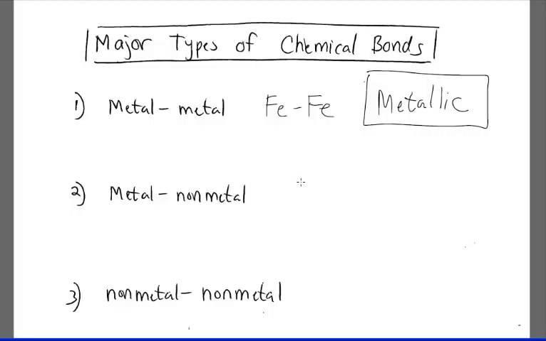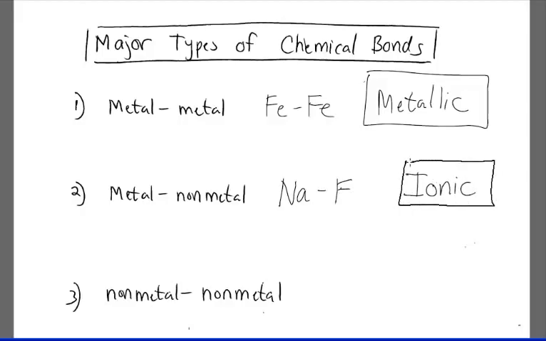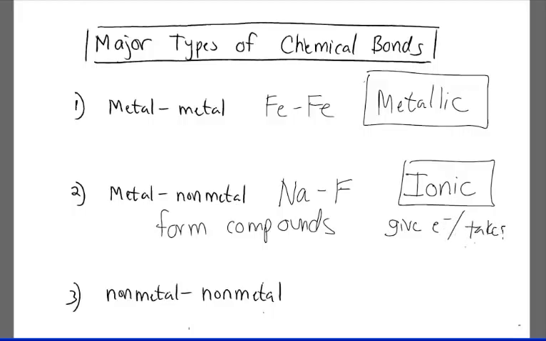The next category is when you have a metal bonded to a nonmetal, such as sodium bonded to fluorine. Metal, nonmetal, and those are ionic bonds. And those form compounds. Remember, compounds are bonded species that have more than one different atom, and of course if you have a metal and a nonmetal they would have to be different. In ionic bonds, one of the species gives electrons and the other one takes electrons. So you have give and take.